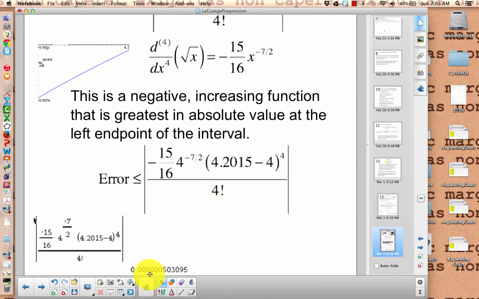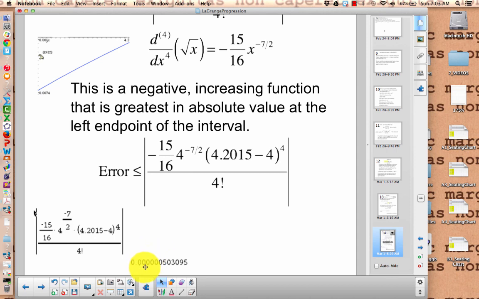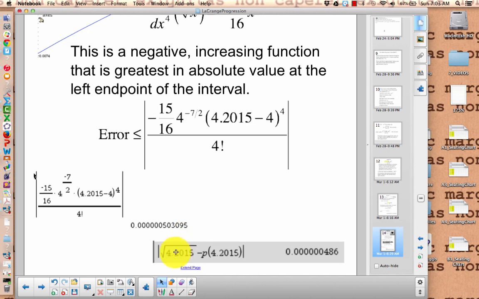Crank that out, it comes out to be this number, which is 1, 2, 3, 4, 5, 6 zeros, and then a 5. So this tells me my approximation is pretty darn good. And then if you actually calculate the error between the square root of 4.2015 and the polynomial value, you will get 1, 2, 3, 4, 5, 6 zeros, and then a 4, which is definitely smaller than this number. Okay, so this process is very cumbersome. It's very tricky, but that gives you an idea of how good a Taylor approximation is to the actual function value.